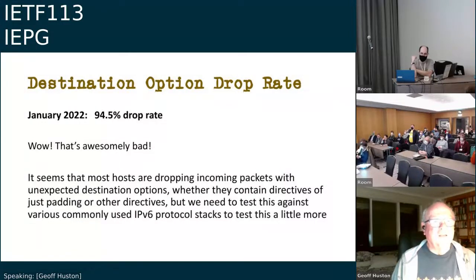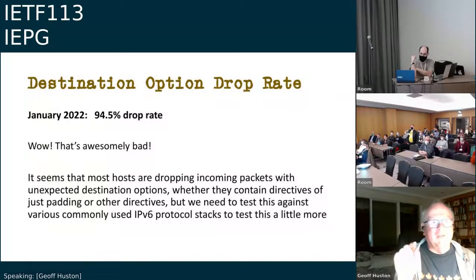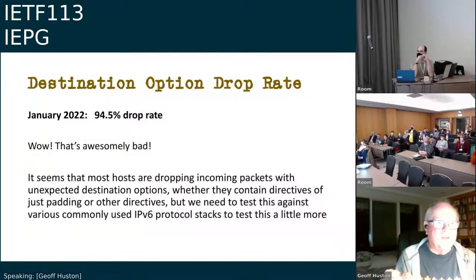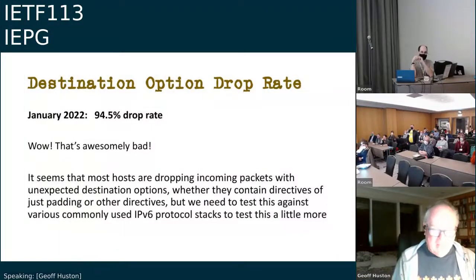94.5% drop rate. I'm like, you actually have to program that. That doesn't happen by accident. That happens because you've sat in your code and gone, I hate destination options. And so it seems that almost every host, and certainly because these days most of the eyeballs are sitting on mobile platforms, hosts have a particular loathing of destination options, whether they contain padding or presumably any other directive. But it seems that it's just, wow, awesomely bad.